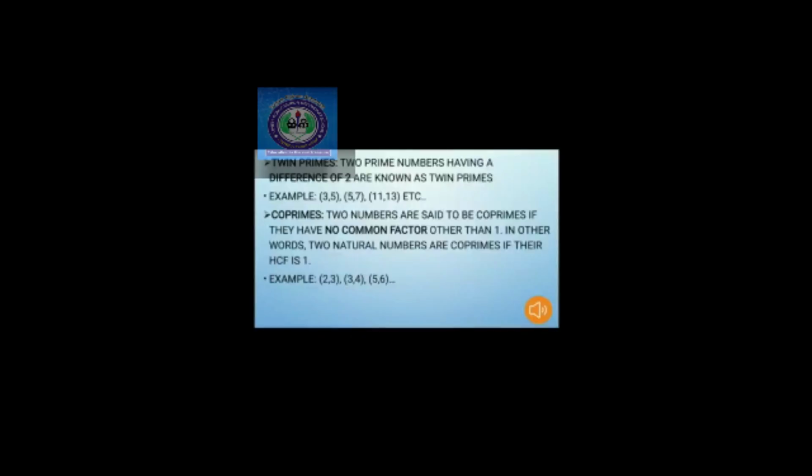Dear students, you need to remember that prime numbers which differ by 2 are called twin primes, and co-prime numbers have only 1 as their common factor.